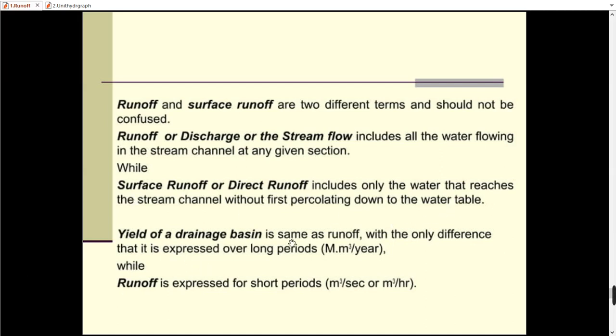Yield of the drainage basin is the same as runoff, with the only difference that it is expressed over long periods. Runoff is expressed for the short period. So this is important: surface runoff and direct runoff. The yield of the drainage basin is the same as runoff, the only difference being that it is expressed over a long period. Runoff is expressed for the short period.